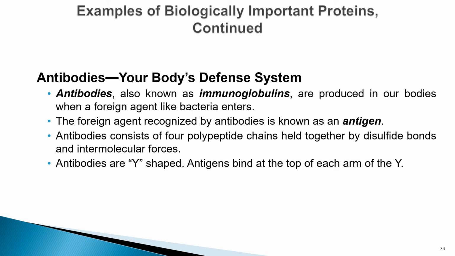Antibodies. Antibodies are your body's defense system. Antibodies, also known as immunoglobulins, are produced in our bodies when a foreign agent like bacteria enters. The foreign agent recognized by antibodies is known as an antigen. Antibodies consist of four polypeptide chains held together by disulfide bonds and intermolecular forces. Antibodies are Y-shaped. Antigen binds at the top of each arm of the Y shape.